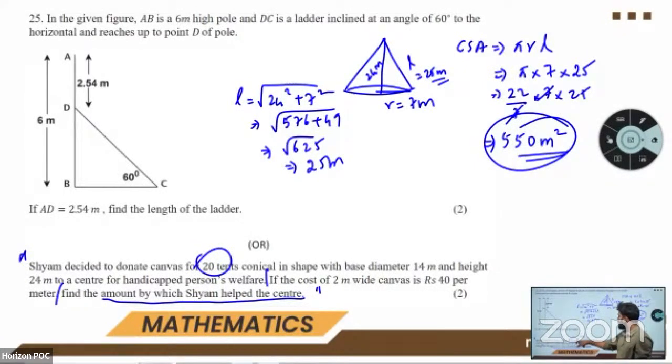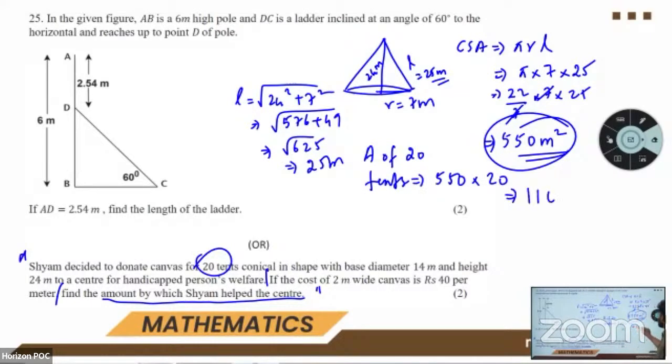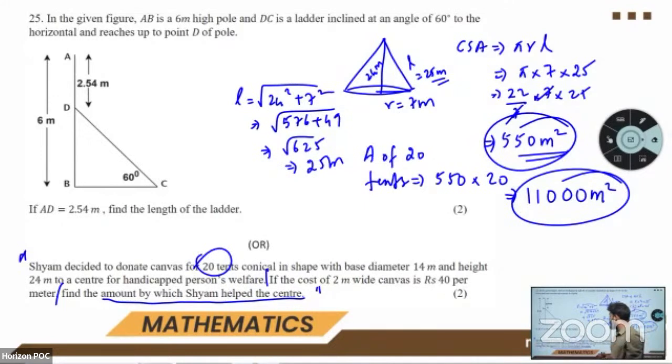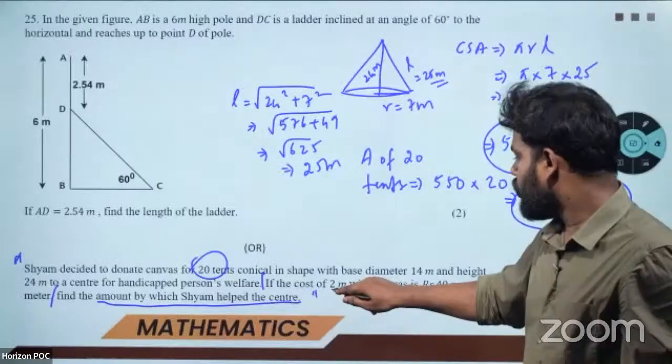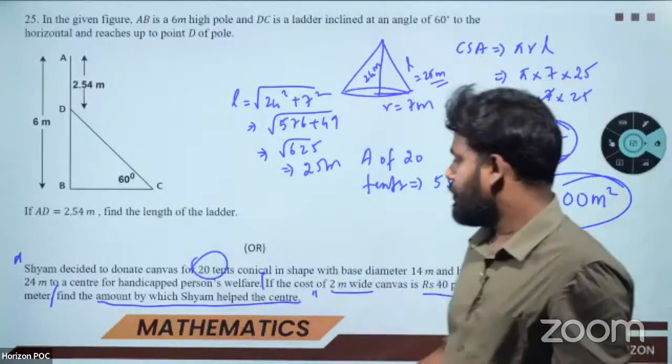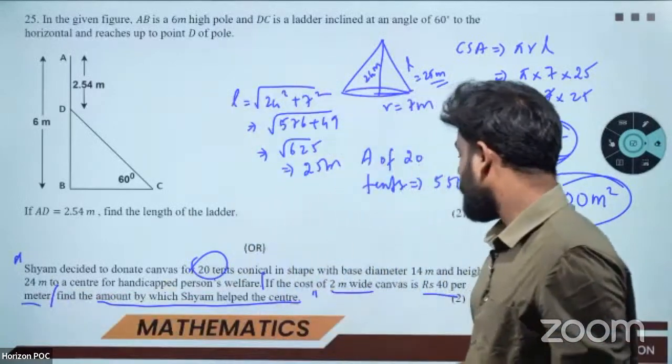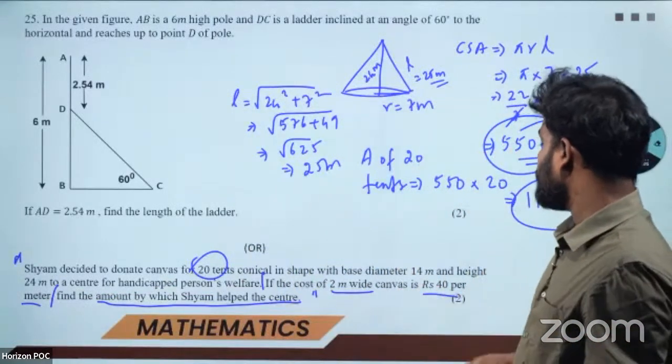How many conical tents is he making? 20. So what is the area of 20 tents? It will be 550 into 20, that will be 11000 meters square. Clear? So this is the area of the total 20 tents. Now, the question is not to find the area, but we need the area, right? The question is to find out the cost. What will be the total amount that Shyam has helped with?